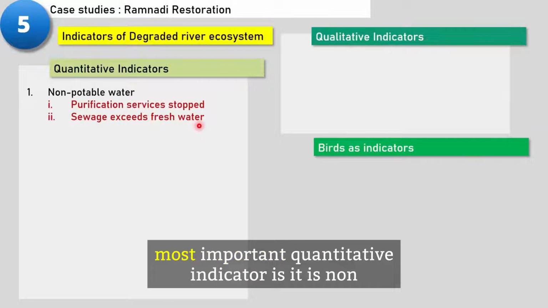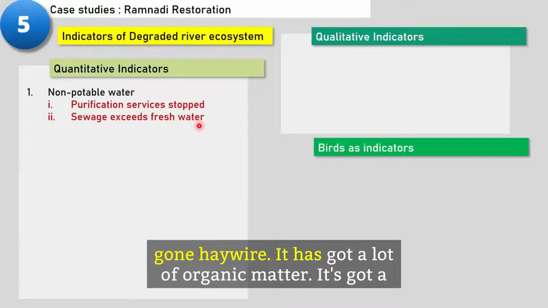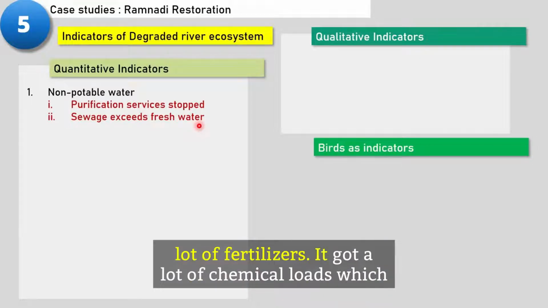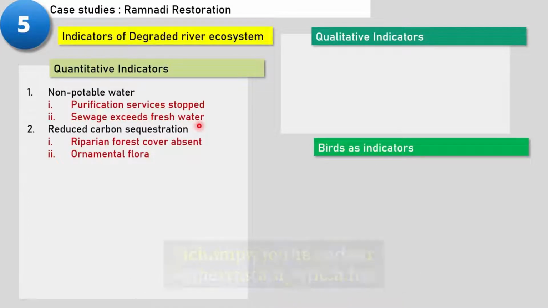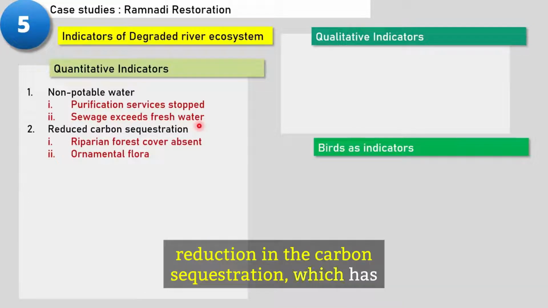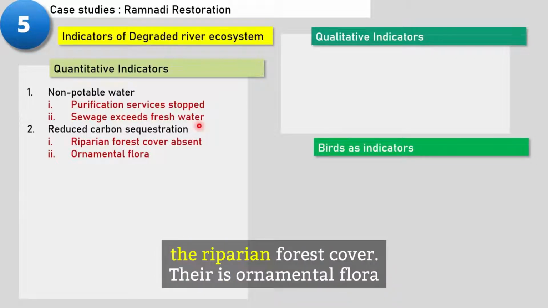The first and the most important quantitative indicator is it is non-potable water. If you pick up the water, the BOD and COD have gone haywire. It has got a lot of organic matter. It's got a lot of fertilizers. It's got a lot of chemical loads, which simply you cannot drink. There is a significant reduction in the carbon sequestration which has happened. That's just because there is a complete loss of the riparian forest cover.